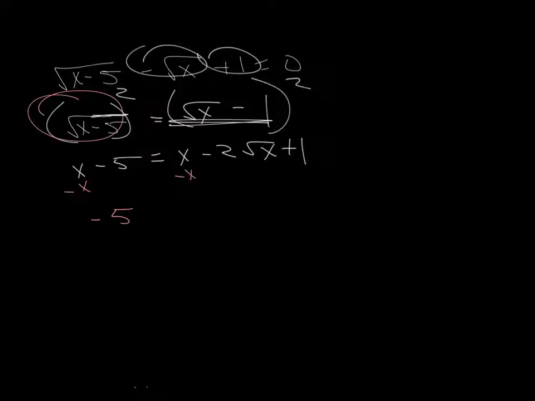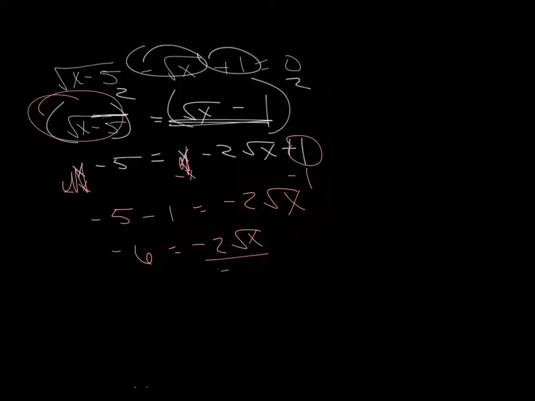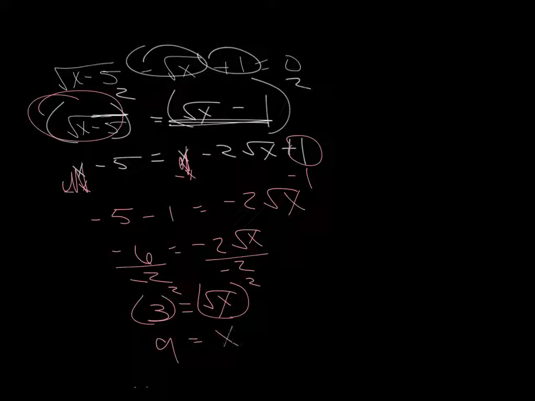So that gives me negative 5 because that disappears and that disappears. And I'm going to subtract 1 from both sides. That leaves me that. So this is negative 6 equals negative 2 square root of x. Divide by negative 2, divide by negative 2 gives me 3 equals the square root of x. Square both sides, and I get 9 equals x. Okay? That's it.